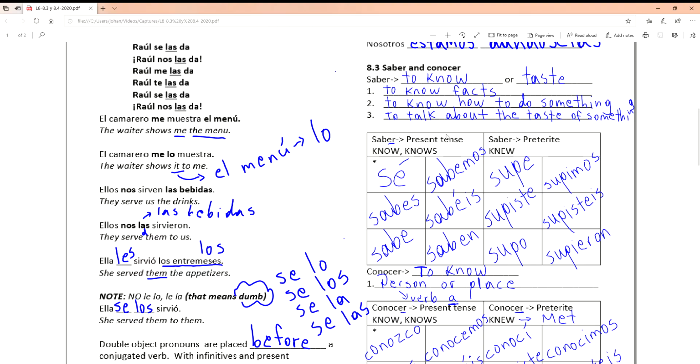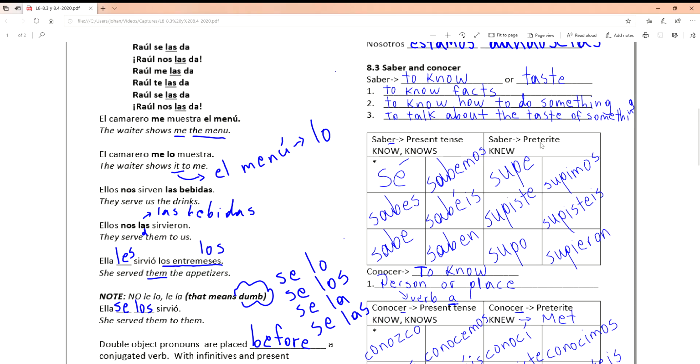Now let's look at the different forms of saber. For our lesson, we're going to focus on the present tense, but we are also going to talk about the preterite because it is an irregular verb. Let's start with present tense: sé, sabes, sabe, sabemos, sabéis, saben. The thing to remember is that the form for yo is irregular, yo sé, I know. The rest of the conjugations are your normal present tense ER endings.